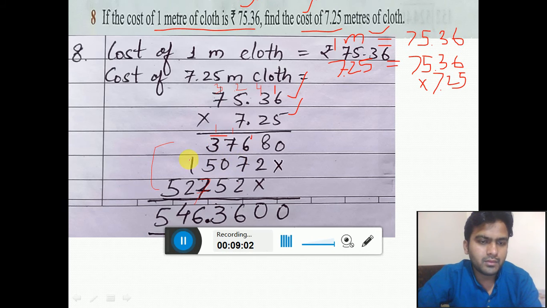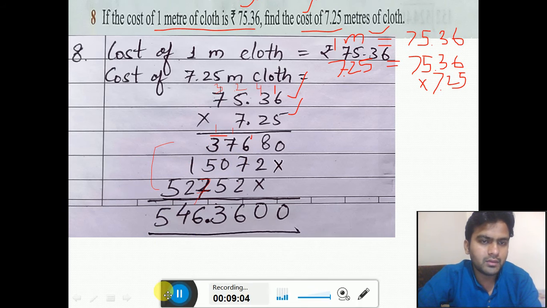4 and 5 equals 9. 9 and 7, 16, carry over 1. 1 and 1, 2, and 2, 4. Now 5 is left, so I have written 5. So 5 6 3 6 0 0.